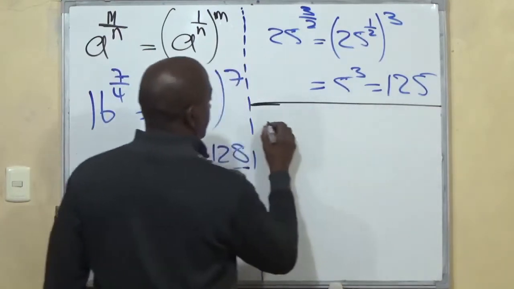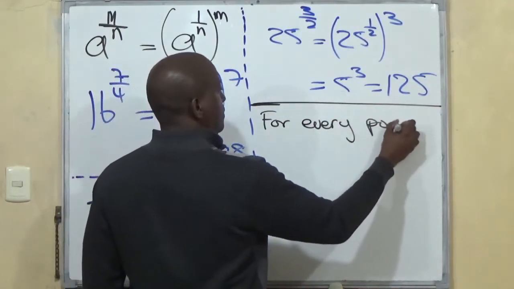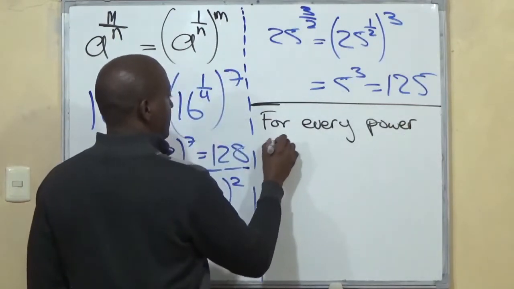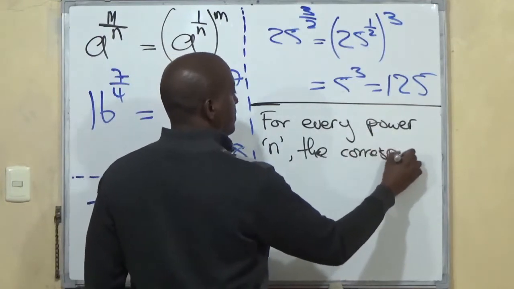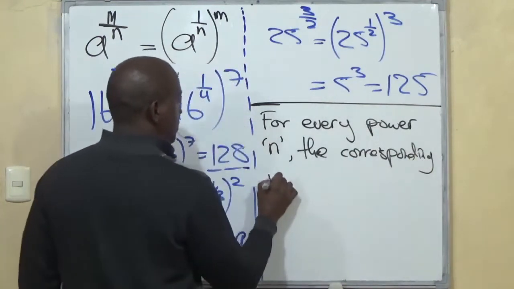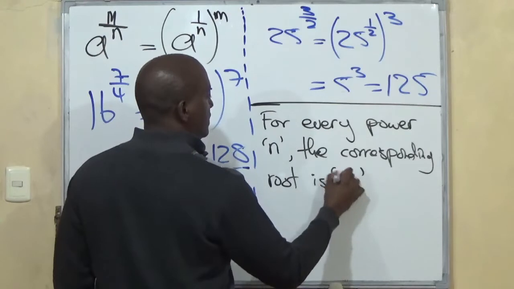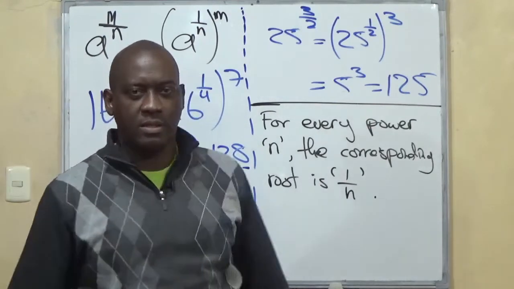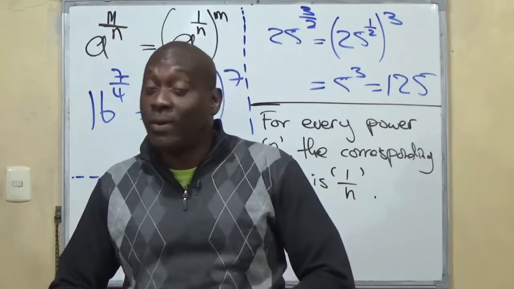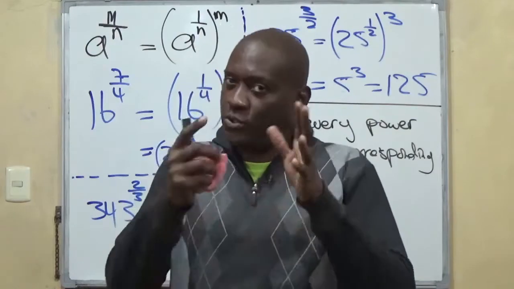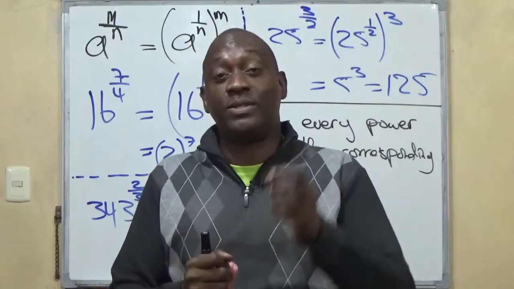Yeah. So for every power n, the corresponding root is 1 over n. Boom! Yes? So if your power is 2, then the second root or the square root is 1 over 2. So 2 is squared, so the square root is 1 over 2. The power that is represented by the square root is 1 over 2.